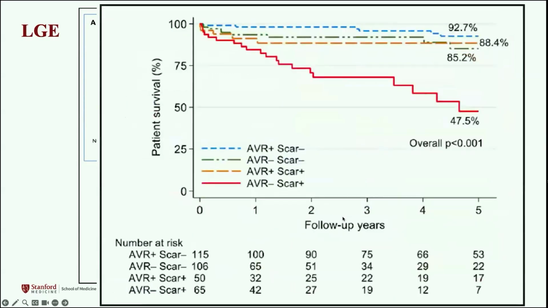But even those patients who have scar, is it just non-intervenable, is the question, right? Well, it is modifiable. So those who undergo AVR with scar have much better prognostic outcome than those who don't. If you have aortic regurgitation, don't undergo AVR and have significant scar, you have the worst survival of all these groups.